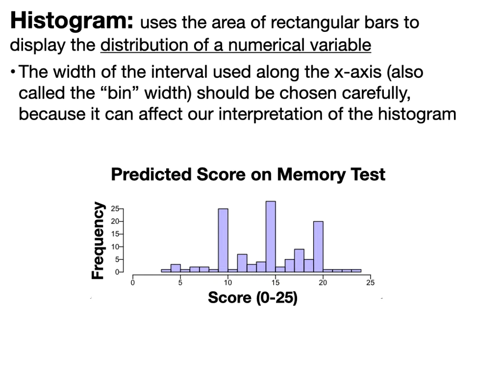In the histogram, the widths of these bins is something that the histogram maker can choose, right? And it should be chosen carefully because it'll change how the histogram looks.